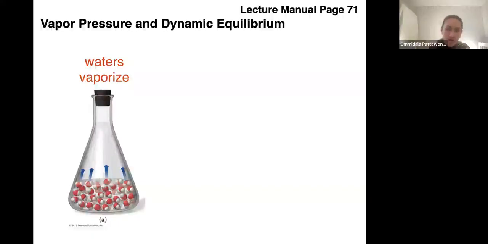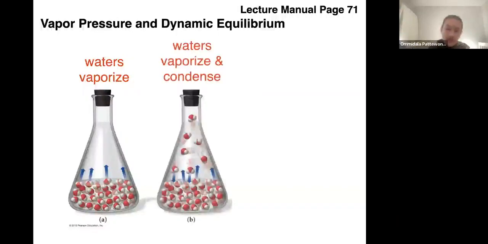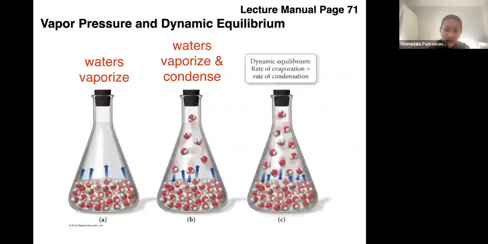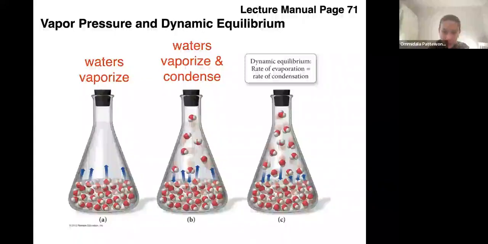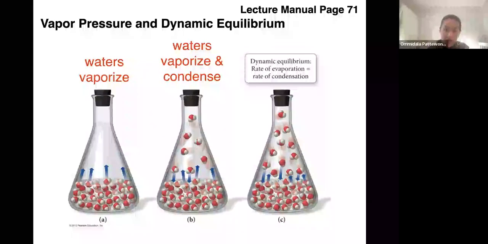Okay, so eventually water would start to vaporize, right? So it's going to change from liquid to gas. And if you let it sit long enough, the gaseous water molecules will also start to condense. Some of them will start to vaporize and some of them will start to condense. And that will be the point where the speed of vaporization and the speed of condensation become equal. At this point, we refer to this as dynamic equilibrium. It's already at equilibrium, but it's dynamic, right? So it still happens, it's not static. So this is when water vaporizing equals water condensing.